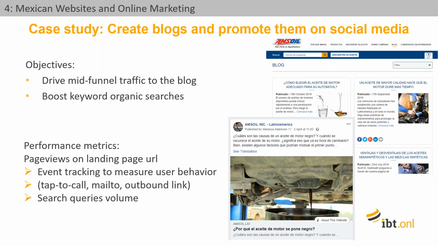So, the objective was a very clear mission: drive what are called mid-funnel traffic to the blog, which we did, boosting keyword organic searches for AMSOIL and for motor oil and synthetic oil, and then looking at the different metrics and seeing how that was performing and whether it was doing well or not, and then learning from it. So the classic online marketing and for social media.